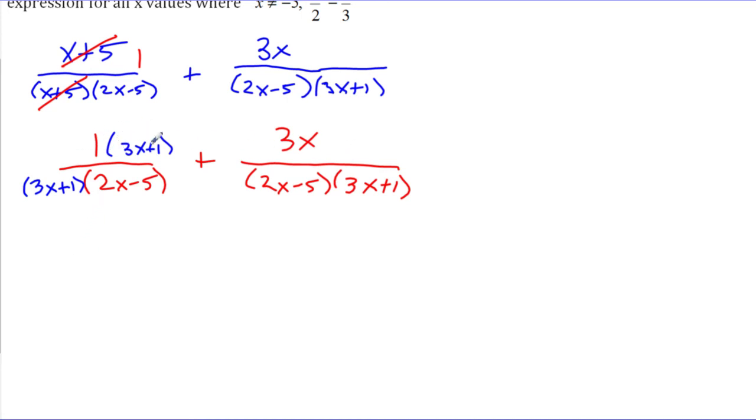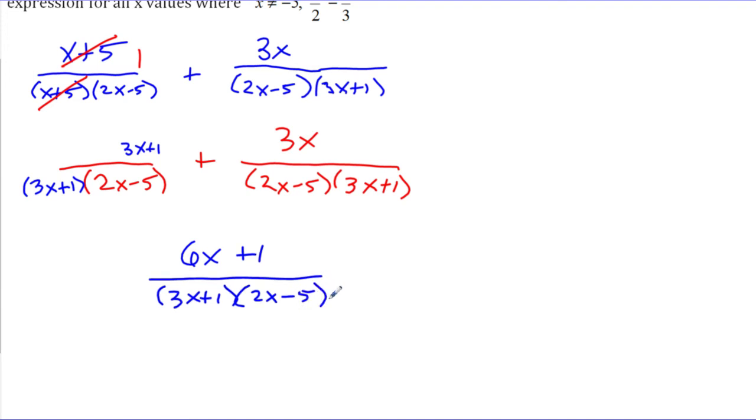So now here's where I'm at. I can just add across the numerators. Remember, I don't really need 1 times a fraction, so it's going to look like this. And now I can add across the top: 3x plus 3x is 6x, plus 1, with nothing to add in the other one. So I'm just going to say 6x plus 1 over my denominator, 3x plus 1 times 2x minus 5.